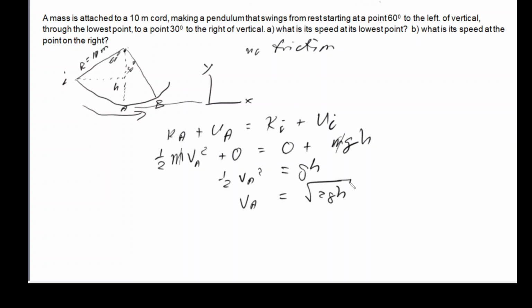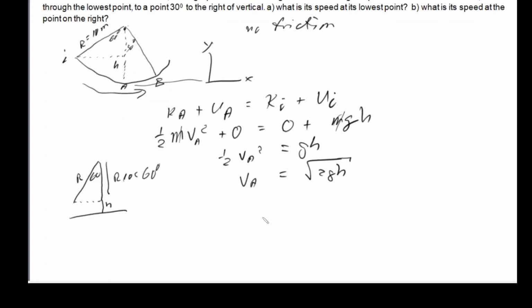Okay, so how are we going to find h? Well, if we redraw that, here's 0, this is h, this is R, and this is 60 degrees. This distance is R cosine 60 degrees.